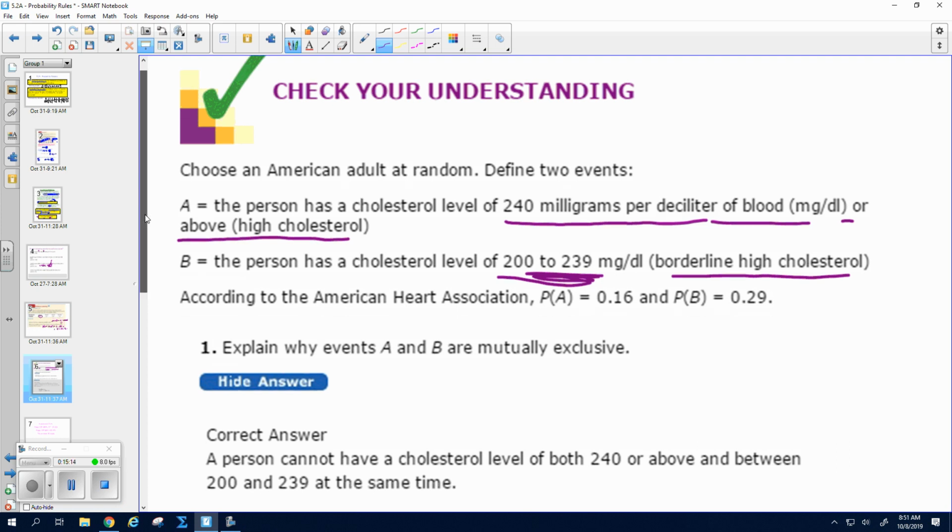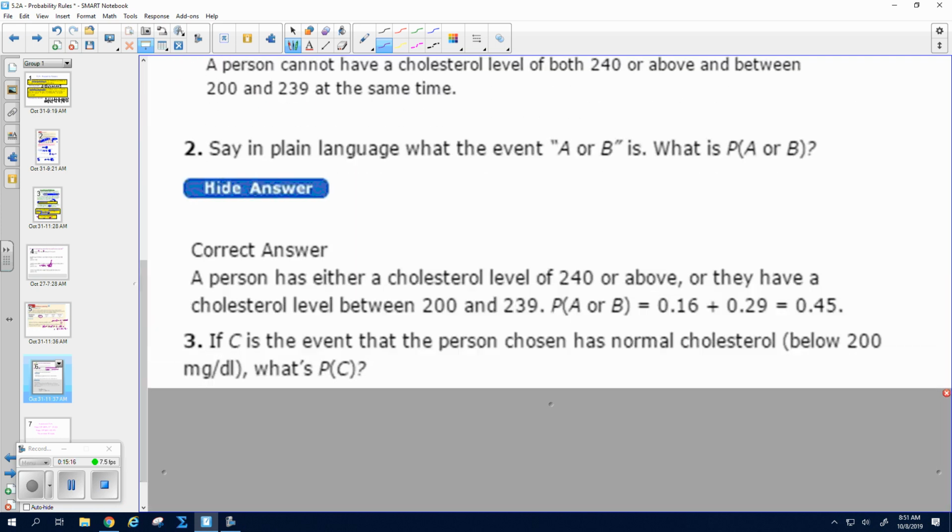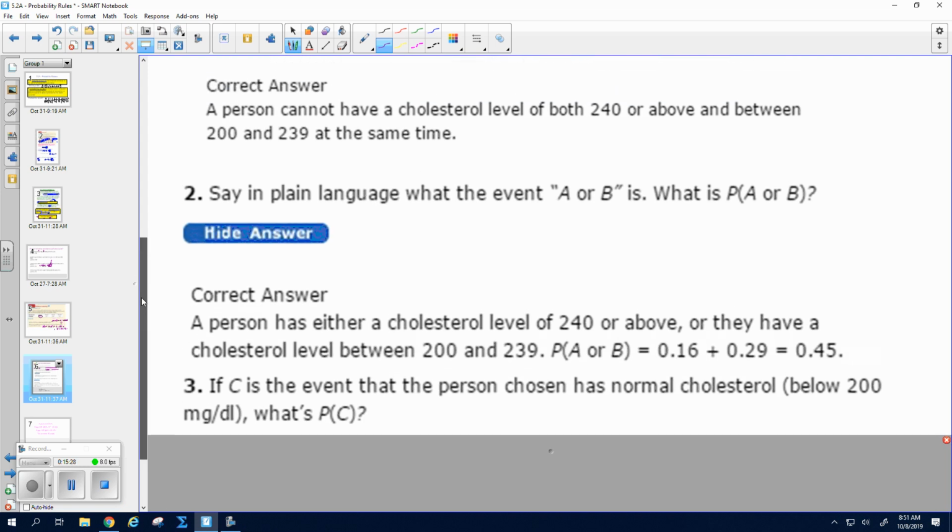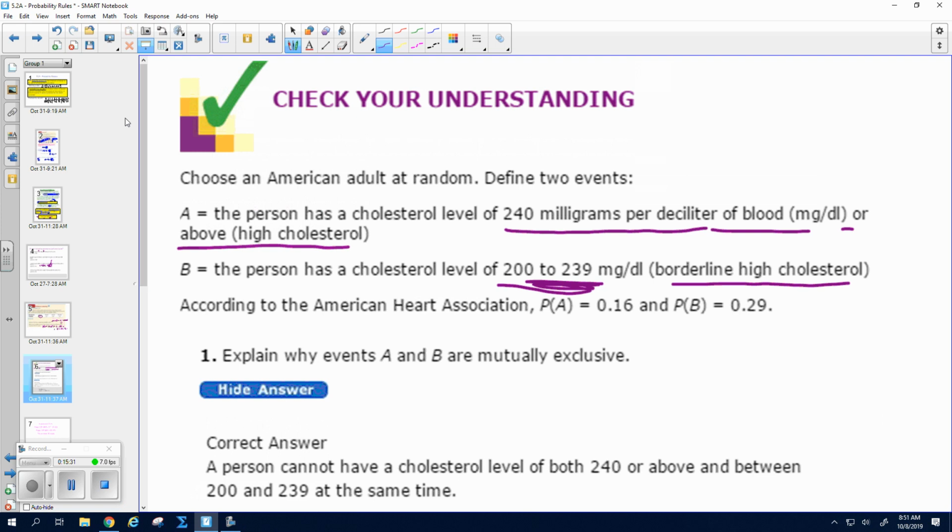Okay. And then the last part, if C is the event that the person chosen has normal cholesterol below 200, what's P of C? All right, so if they're below 200, how would we calculate that probability? So Holly, what would you do? So these people are over 240. These people are between 200 and 239. So if you're below 200, how would you calculate that?